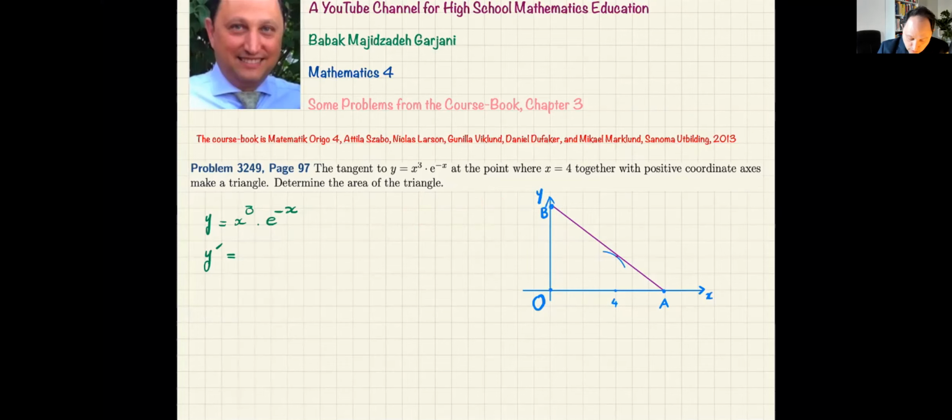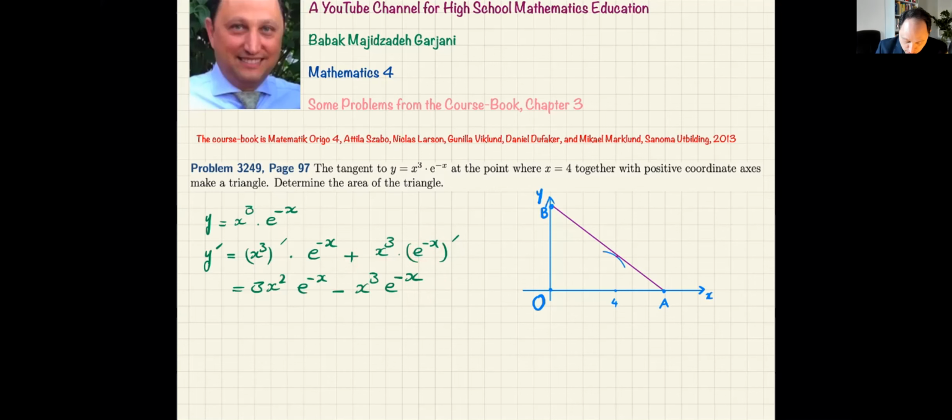Let me write it in detail. This becomes the derivative of the first one multiplied by the second one, plus the first one multiplied by the derivative of the second. The derivative of x to the 3 is 3x squared, times e to the power minus x. And if you remember, the derivative of e to the power minus x is minus e to the power minus x. So I put this minus sign here. This becomes minus x to the 3 e to the power minus x.